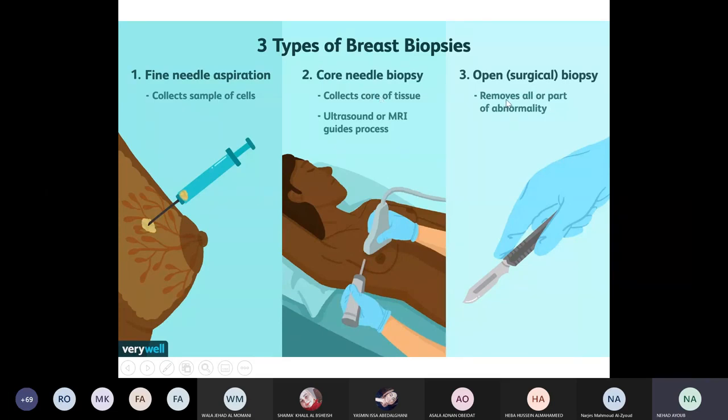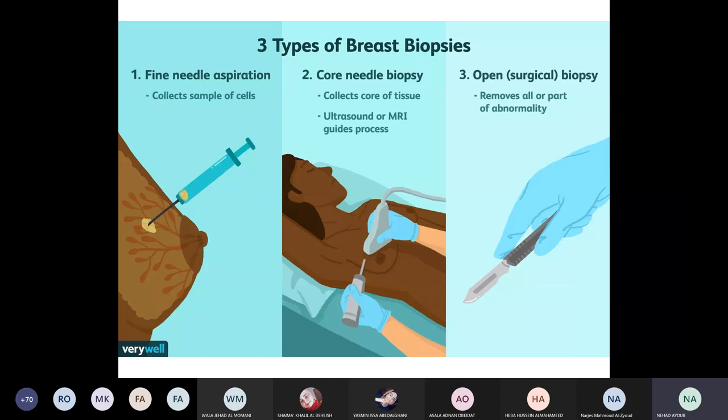And we have the open or excisional biopsy, which is not very common. We do a cut and take part of that mass, and sometimes the whole mass can be removed, and this is not that common. Most patients, when we do a biopsy, we mostly do it through the core needle biopsy. We take a tissue sample of the mass that is suspected to be malignant, or whatever mass, to confirm whether this is neoplastic or not.